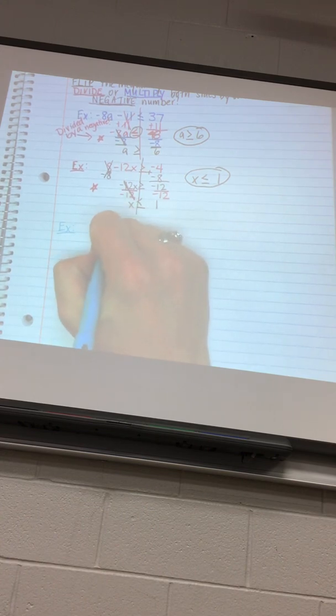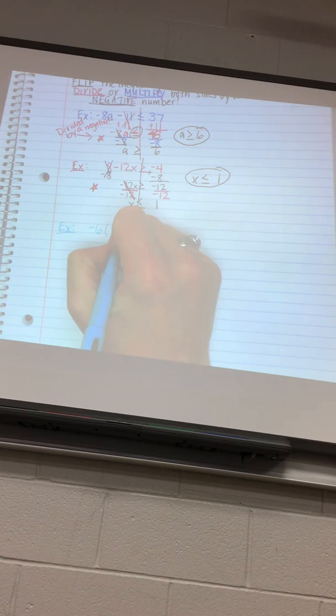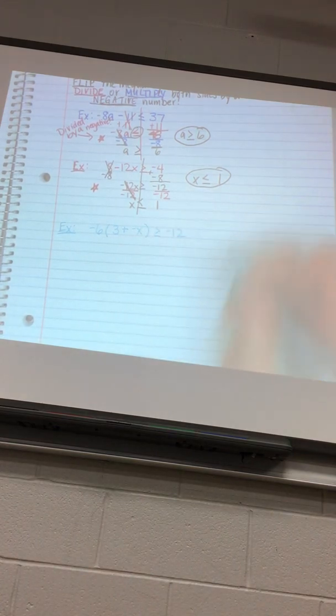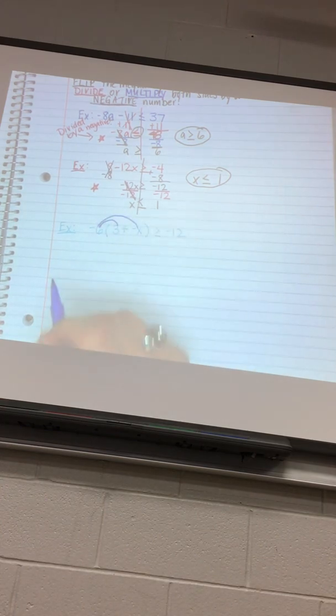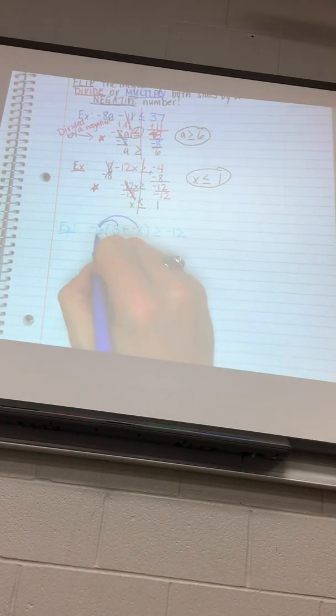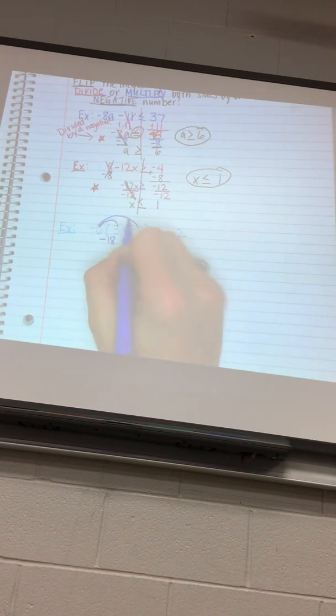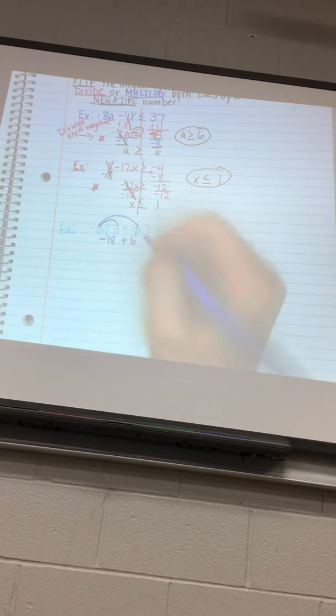So let's see here. -6 times 3 plus a negative x is greater than or equal to -12. So the first thing you should be asking yourself is, is there distributing? Yes, there is. We're going to distribute this -6 into the parentheses for both terms. -6 times 3 is -18. -6 times -1x is 6x, because a negative times a negative is a positive.